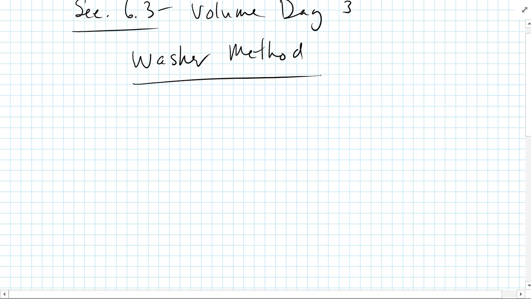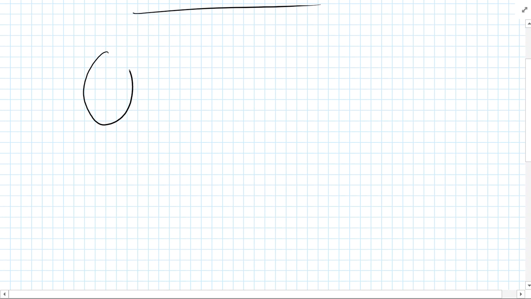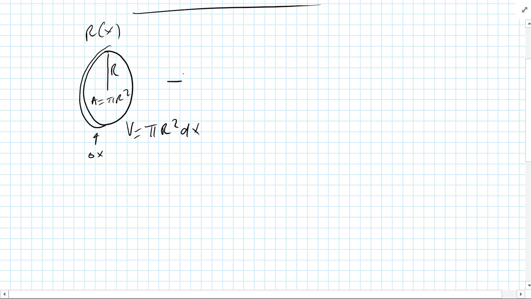And what do I mean by a washer? I mean that if we take a disc, suppose I have a disc, right? And it has some radius r. Does that look like our ones where it was delta x? And this r was a function of x. Remember that one? Do we all agree that the cross-sectional area is pi r squared, but the volume for that one disk is pi r squared dx? Agreed?